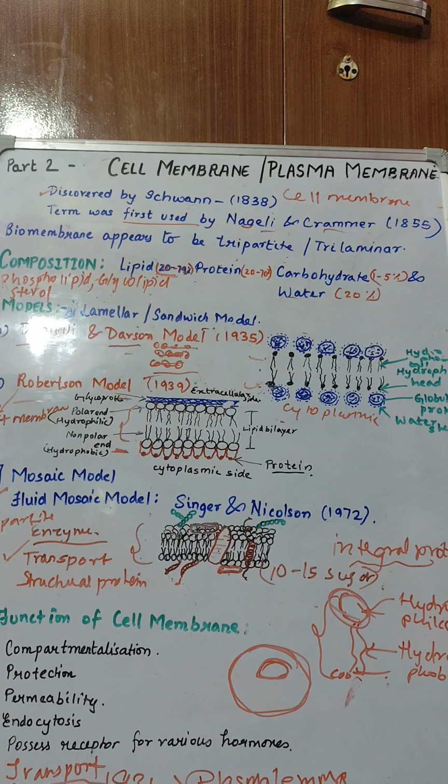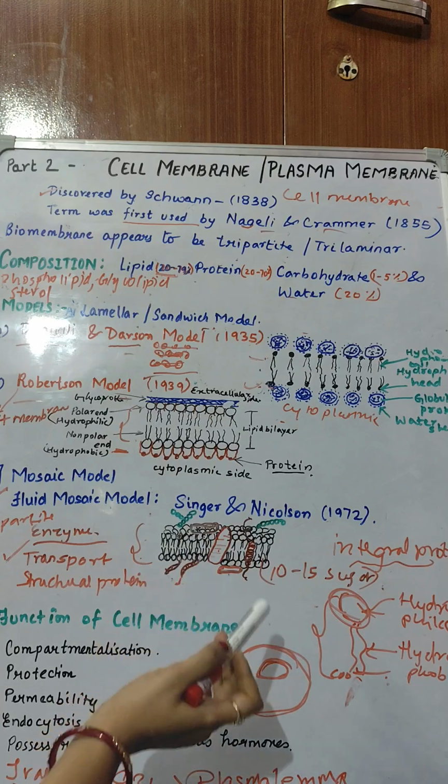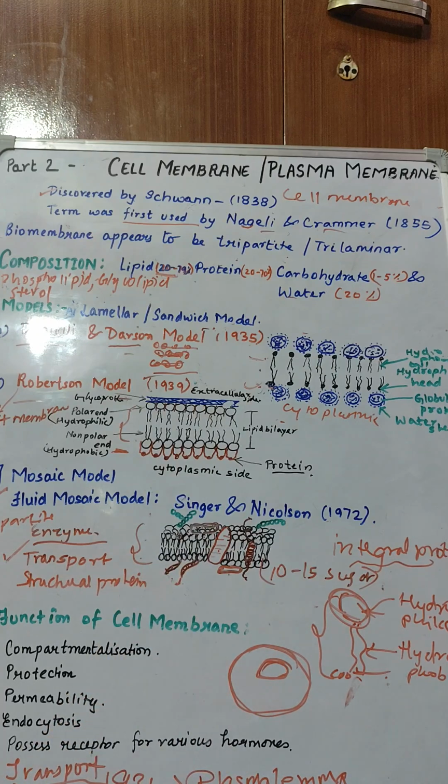Now after this, the most famous, or you can say widely accepted, fluid mosaic model was given by Singer and Nicholson in 1972, and this model is also known as recent because it was given only in 1972, some 50 years back. So according to this model, the membrane does not have uniform deposition of protein and lipid. So there is no uniform deposition.